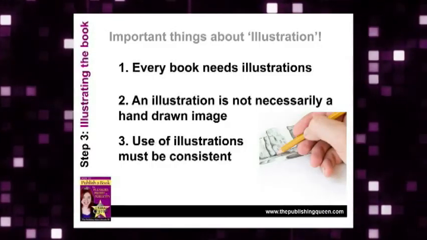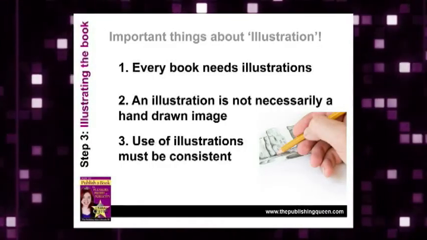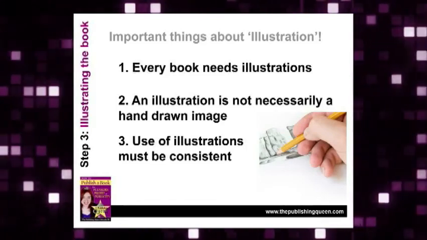Very important. The second thing is an illustration is not necessarily a hand-drawn image. Now, I went through that briefly before, but anything you can think of, if it's not text, it's classed as an illustration. Now, this is the third step in the publishing process. It's the last step in the pre-publishing process, and you need all these elements together before you jump into the publishing process. So even if your illustration element is just, say, a couple of graphs, you want those graphs finished and ready to go before you jump into the next step.